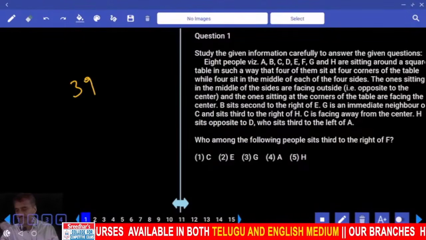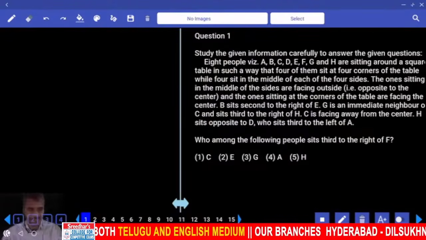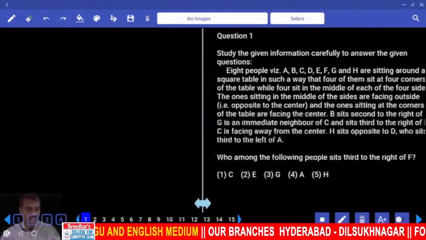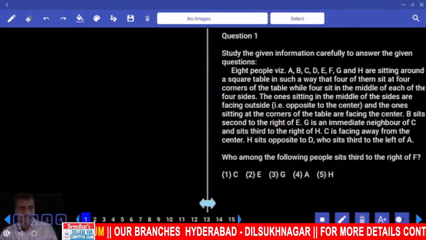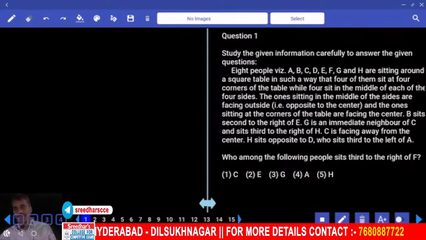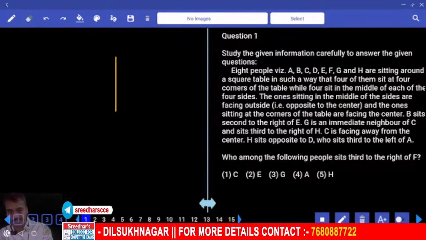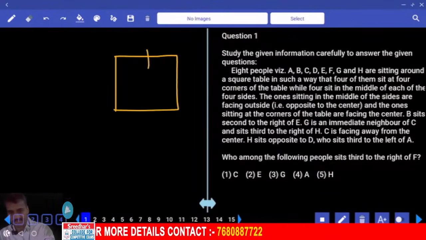Now, question numbers 1 to 5, and first are the second priority. How many persons are there? 8 persons. They were seated around a square table, with 4 at the corners and 4 at the centers. No parameter added to this one, and definitely under the first priority.